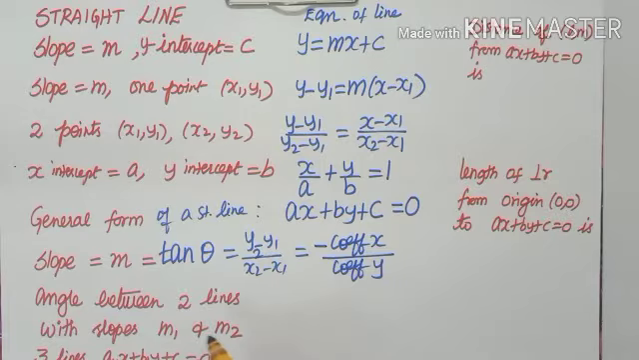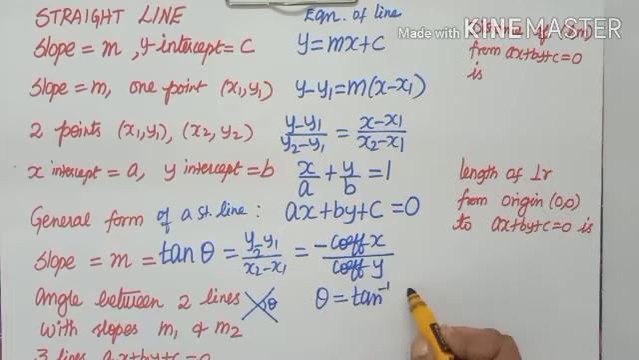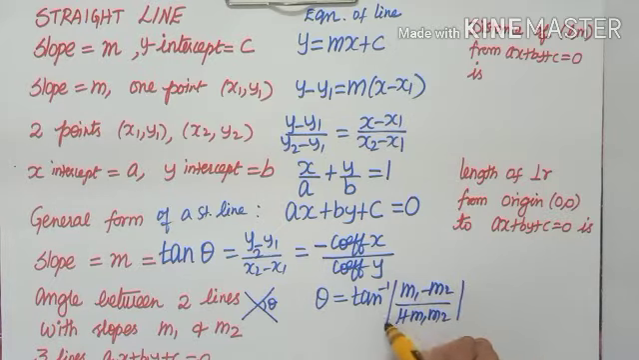Angle between two lines, if the lines are like this, with theta the angle in between, theta equals tan inverse of (m1 minus m2) by (1 plus m1 m2). The angle could be acute or obtuse. So, treat the modulus to consider only the acute angle between the lines.